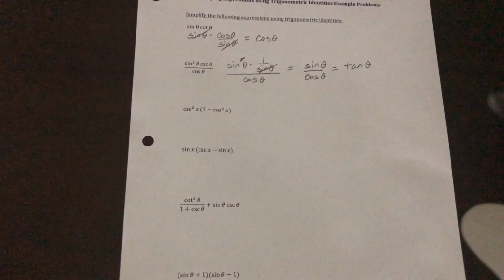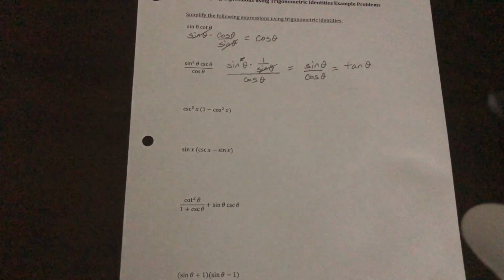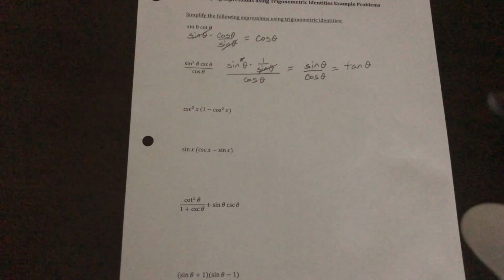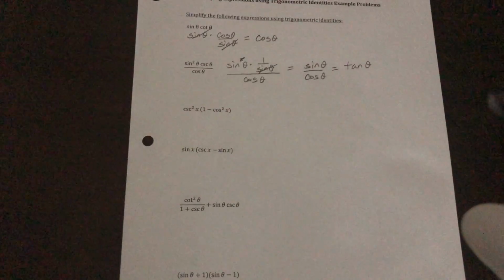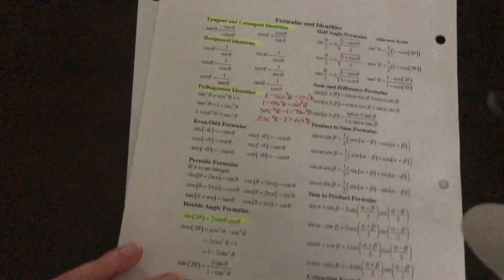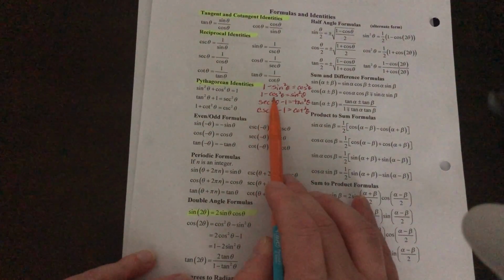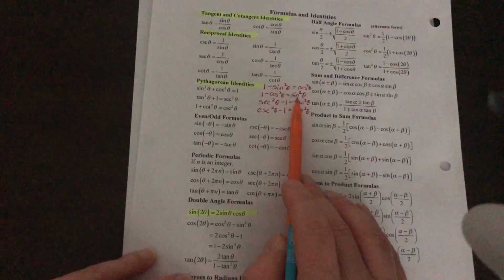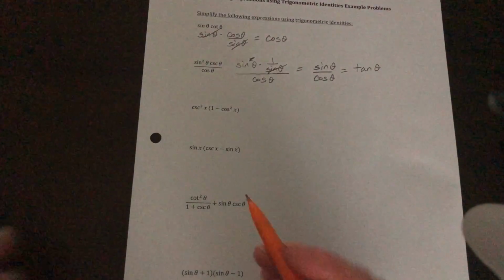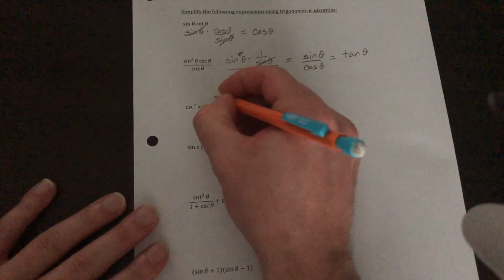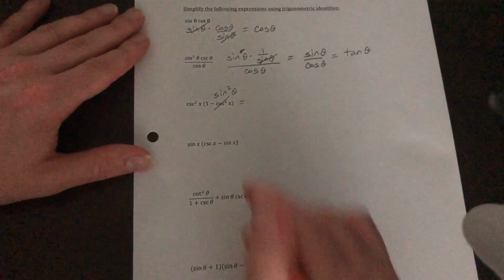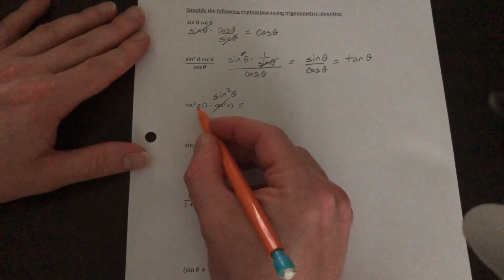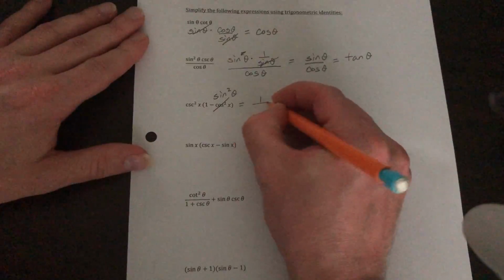Now, there's two different ways we can approach this problem. We can approach it by distributing, or we can approach it by simplifying something first. Now, 1 minus cosine squared, if we go to our identity chart, is equal to sine squared. So we're going to substitute right here. This is sine squared theta. Now, cosecant squared, we can write that as 1 over sine squared.